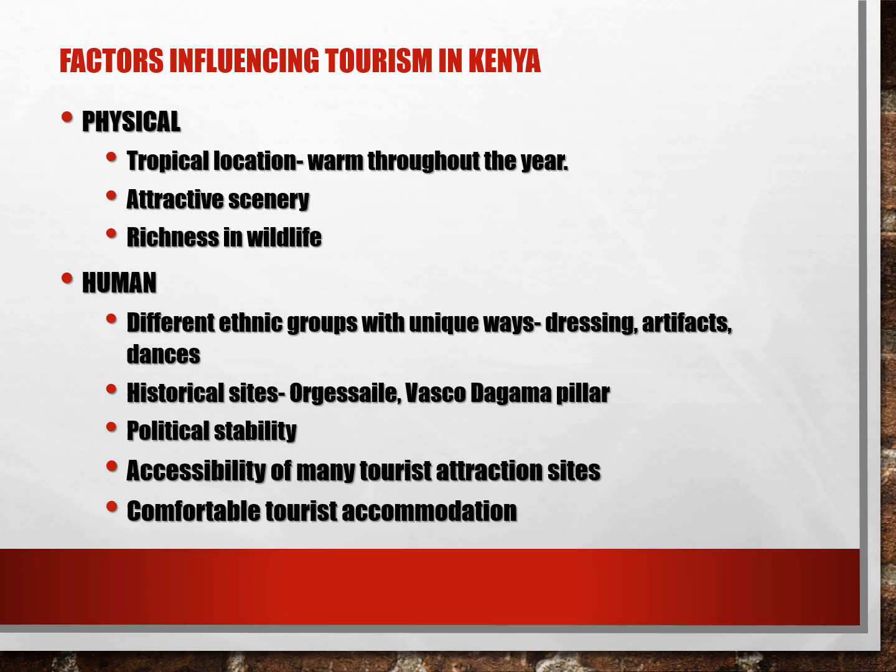Most of our sites are also very accessible through air transport. We have very many airstrips. We shall look at them when we'll be looking at transport and communication in a later topic. We have international airports, the JKIA. We have the Moi International Airport in Mombasa. We have Kisumu International Airport. So Kenya is very accessible by road, by rail, by air, and even by ocean.